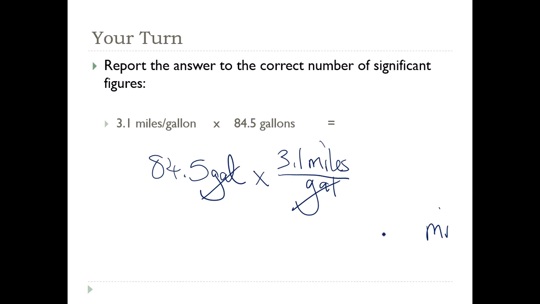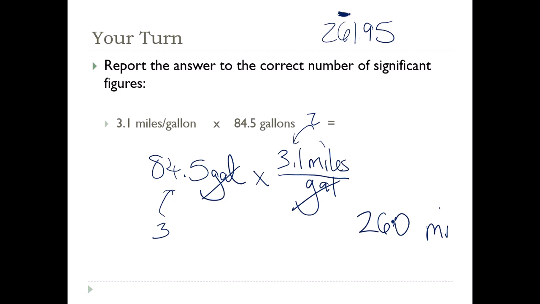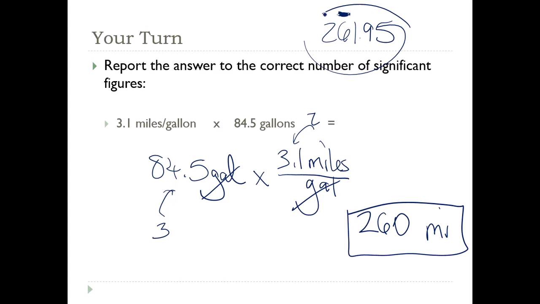261, I believe. Let's see. Yeah, 261.95. So here this has 2 sig figs, this has 3. So I want 2 sig figs, so this is the last value that I retain. I look to the right of it, and I'm going to drop this, but I don't round it up, I keep it the same, so 260 miles. So this value is rounded to 2 significant figures.